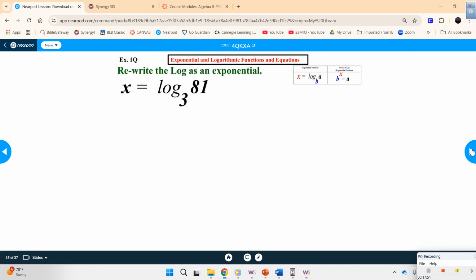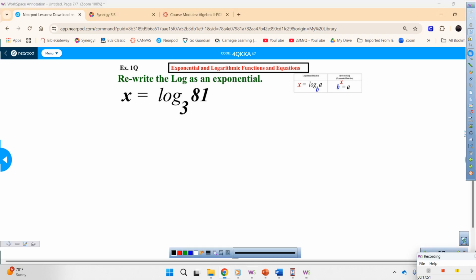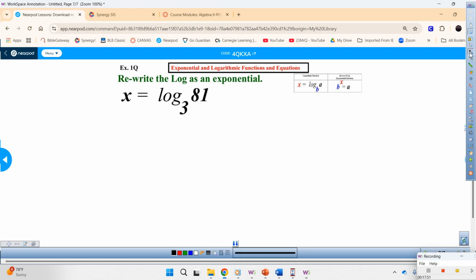Copy this one, example 1Q. Don't copy the instructions anymore, it's the same thing. X equals log 3 81. Rewrite that as an exponential function, please. All right, show your neighbor. Camila, what'd you get? 3 to the x equals 81. Hands if you got that. All right, so far so good.